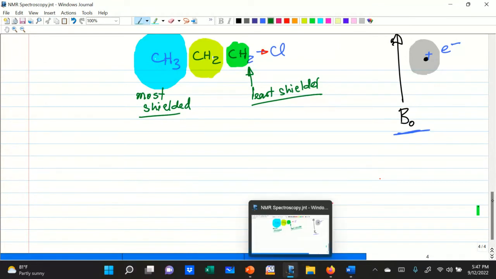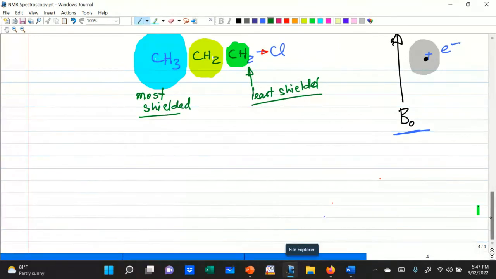So that involves two other things. What we compare with, since we cannot create an absolute scale, requires a naked proton or naked nucleus that would be feeling 100%. We don't have that. So what is done in reality, we are using the opposite extreme, something that is most shielded, which is TMS, or tetramethylsilane, which is a silicon attached to 4 methyl groups.